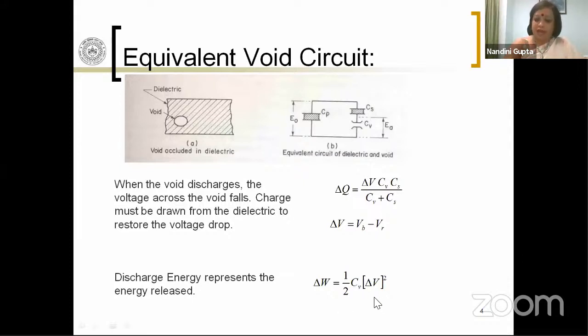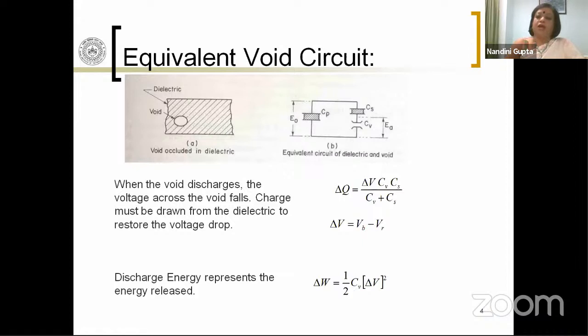The amount of energy that is dissipated in this partial discharge within the void can be estimated as delta W, which is equal to approximately half C V delta V square. So again, the discharge energy is related to the voltage difference across the void before and after discharge. So this is what we understand about the process of discharge.